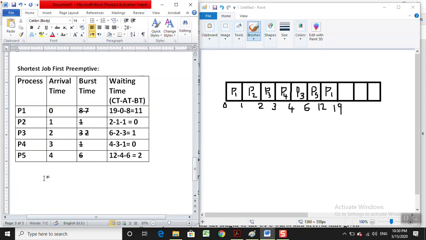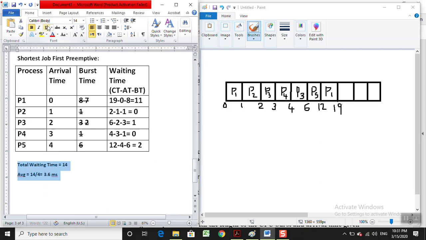So the waiting time for P5 is 2 milliseconds. Okay, so the total waiting time is 11 plus 1, 12, 12 plus 2, 14. That is, the average will be 14 by 4. 4 threes are 12, so it's 3.6 milliseconds.